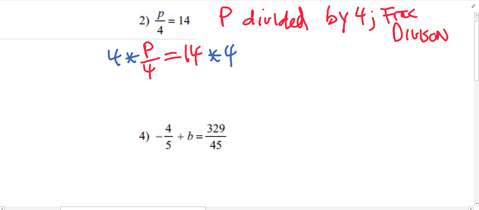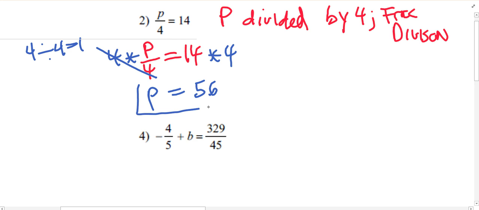Multiply this by 4. And what ends up happening is 4 divided by 4 is equal to 1. 4 divided by 4 is 1. So we end up with 1p left. And then 14 times 4, you can use your calculator if you like. I think it's 56. So p is equal to 56.